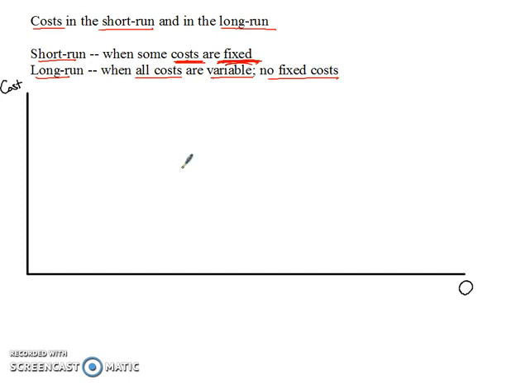So let's think about it this way. Let's imagine that we are going to build an automobile plant. Down here on my horizontal axis, this is going to be the quantity of cars that we plan on producing. And on the vertical axis, that's going to be my costs. Let's say that we are considering building this plant in Europe. Let's be more specific. We're going to build the plant in Germany, and so we go to Germany.